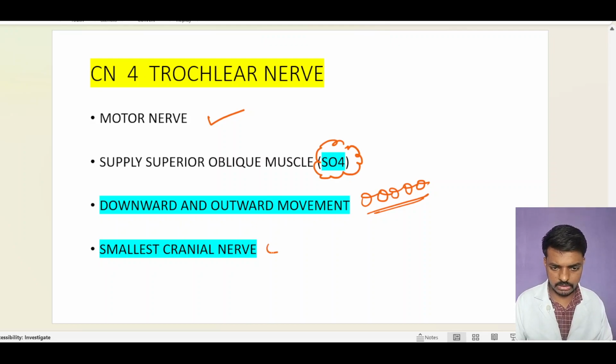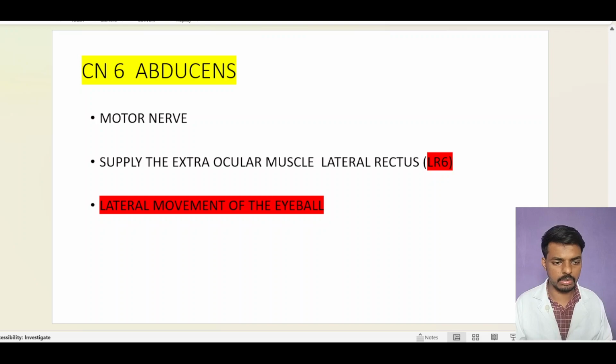And which is the smallest cranial nerve? That is our trochlear nerve. The trochlear nerve is the smallest cranial nerve. Very important point. And abducens we have also studied. Before studying the fifth, we will study the sixth, because this is also responsible for our eyeball movement. Total 3 cranial nerves are responsible for eyeball movement.